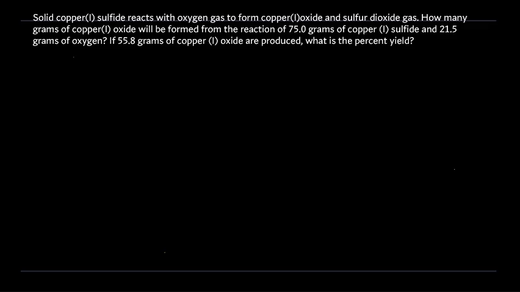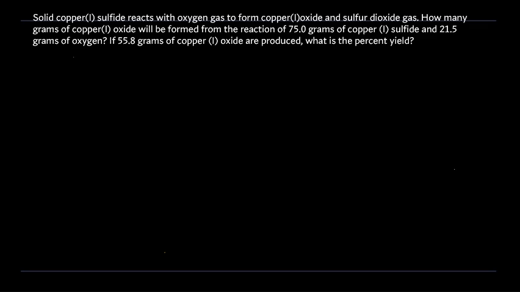And now let us review some calculations. Solid copper(I) sulfide reacts with oxygen gas to form copper(I) oxide and sulfur dioxide gas. How many grams of copper(I) oxide will be formed from the reaction of 75 grams of copper(I) sulfide and 21.5 grams of oxygen? If 55.8 grams of copper(I) oxide are produced, what is the percentage yield?